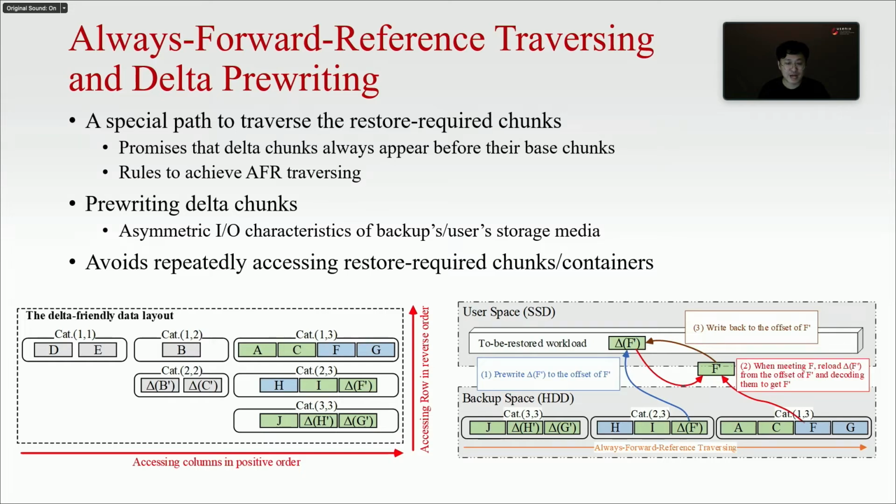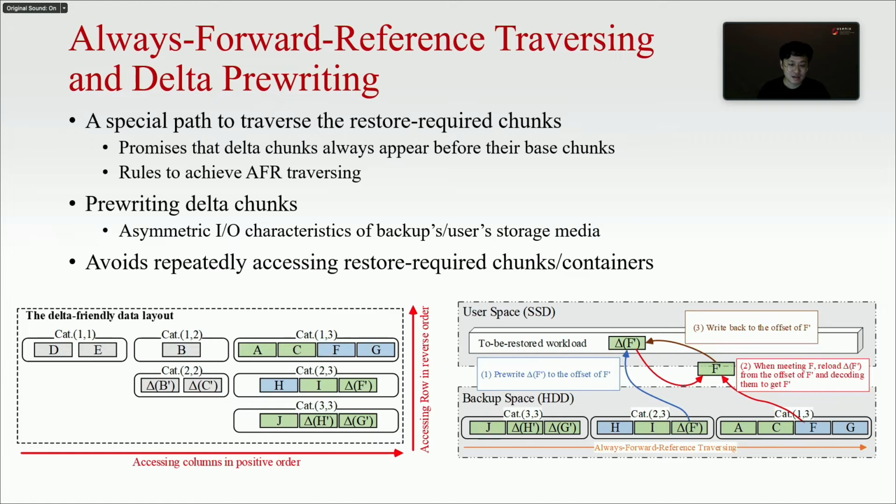Supported by this path, we could apply the data pre-writing mechanism by utilizing the asymmetric I/O characteristics of backup and user storage media. Like the example in the red figure, when restoring a backup, we traverse all restore required chunks with the special path, and when encountering a delta chunk, such as delta f prime, we pre-write this chunk to the offset of f prime in the to-be-restored workflow. I mean that f prime is the decoded chunk of delta f prime. Then we continue traversing, and when encountering chunk f, we reload delta f prime from the to-be-restored workflow and decode delta f prime to get f prime. Finally, we write back f prime to its offset.